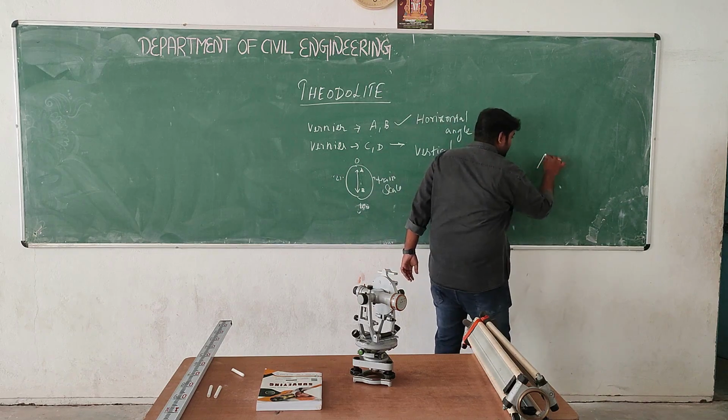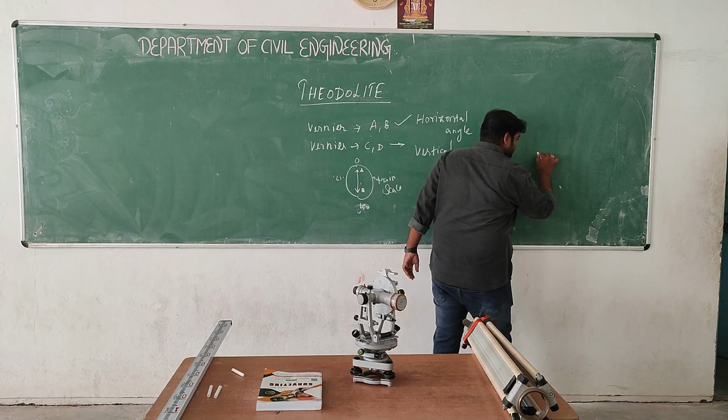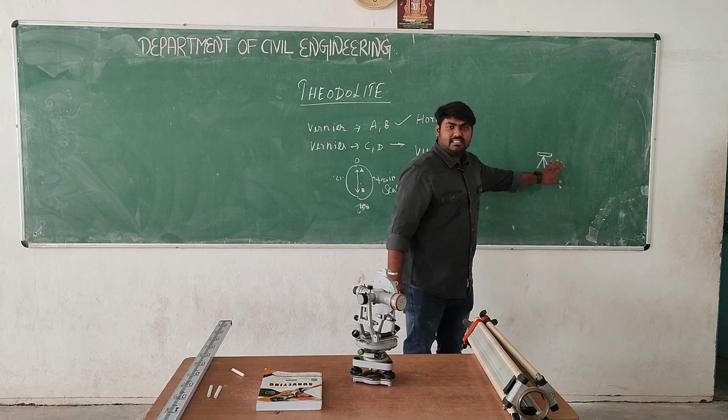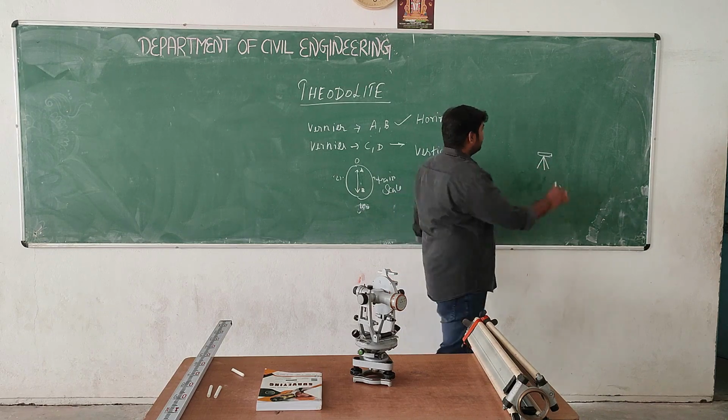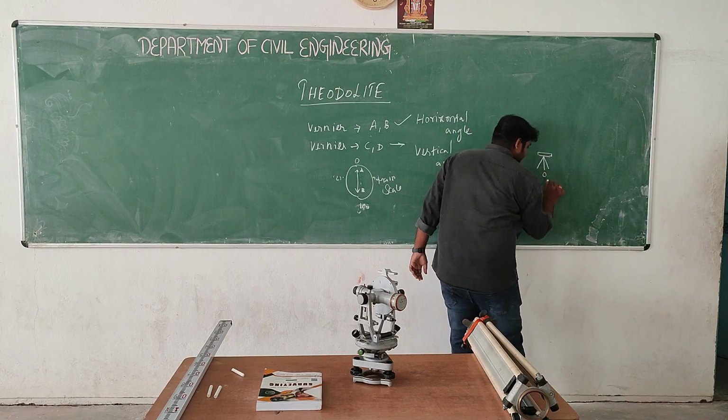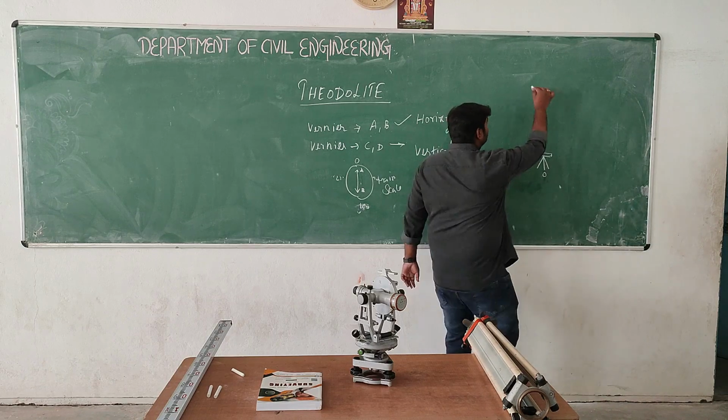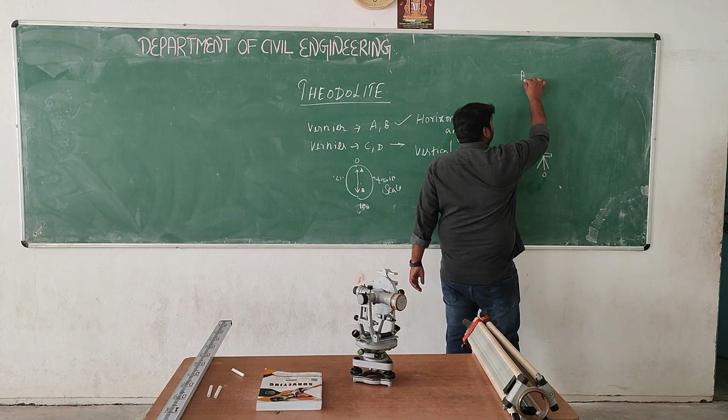For example, we will fix the instrument here. Consider this is a theodolite, we will fix it. This point, take it as O. Next, this is another object.